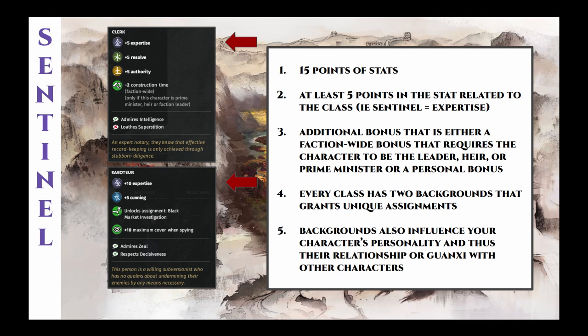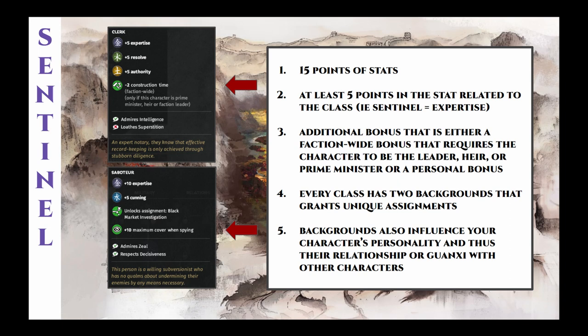For example here, Sentinels are related to expertise, so every trait here provides at least 5 points to expertise. Additionally, all other bonuses require the character to be the prime minister, heir, or faction leader, and they are faction-wide bonuses, except for one background in every class that provides a spying bonus instead. For example, the Saboteur background here in the Sentinel class provides 10 points to maximum cover when spying.